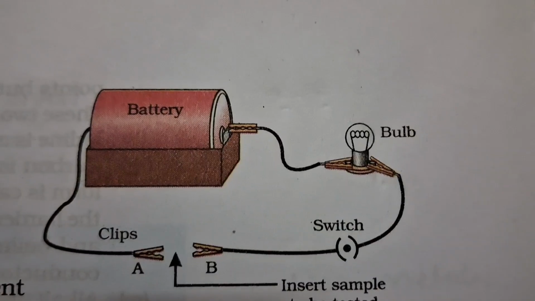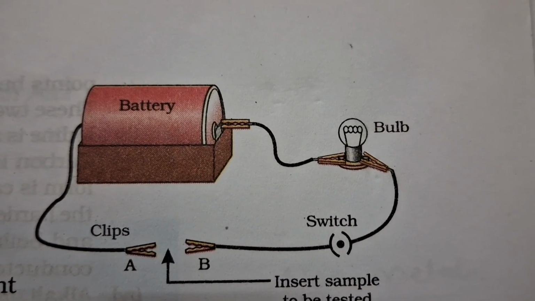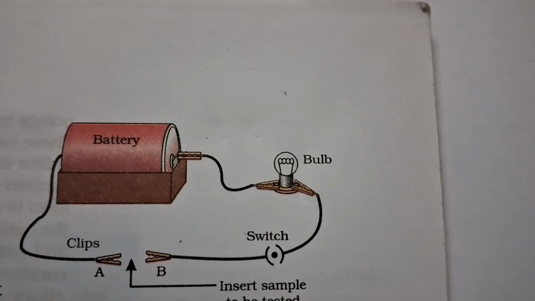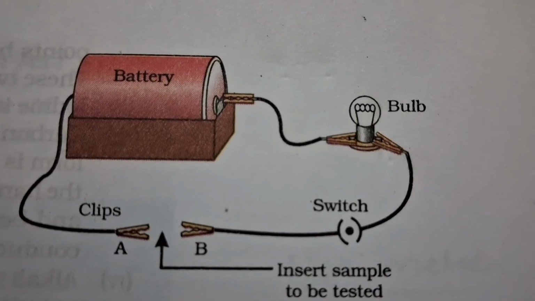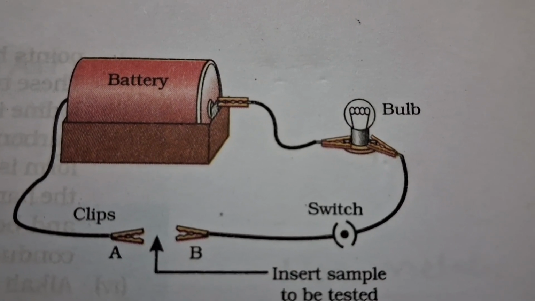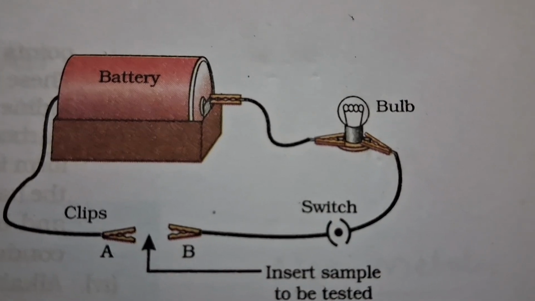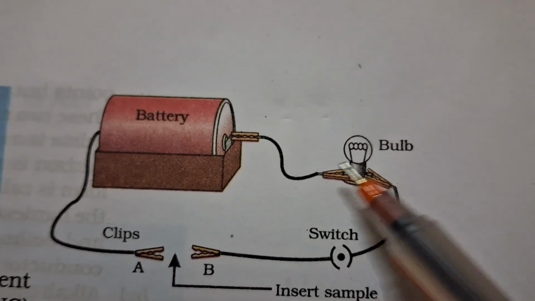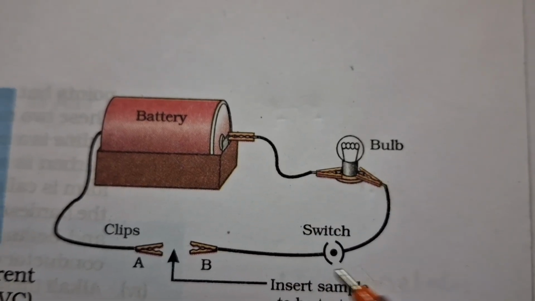This is an experiment to show metals are good conductors of electricity. This is a small circuit. To the battery, A and B, two wires and clips are being connected. One wire to this bulb is connected and it is here.